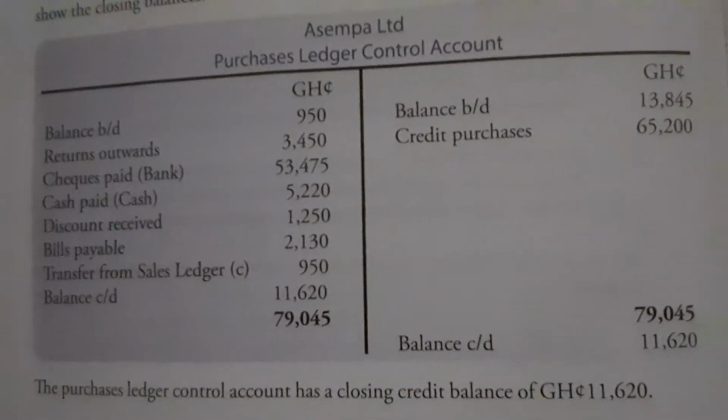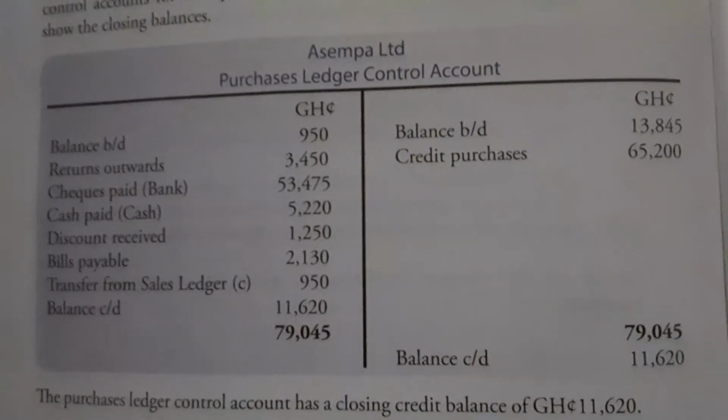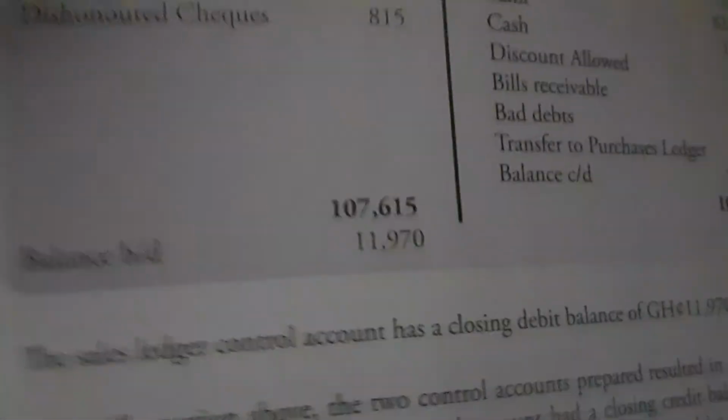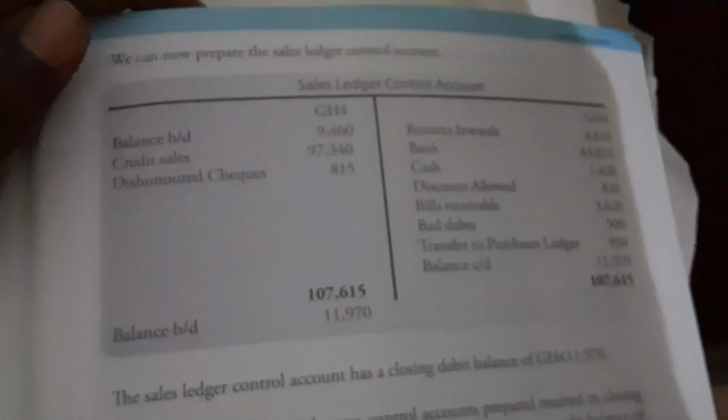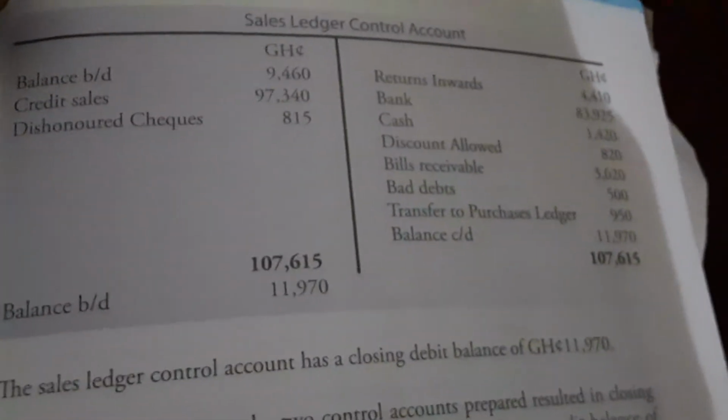So as shown here, the transfer from the sales ledger, 950, is debited in the purchases ledger control account, and the transfer to the purchases ledger is credited in the sales ledger control account. So that is how the transfer affects both accounts.